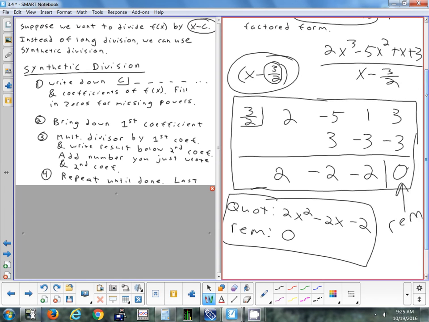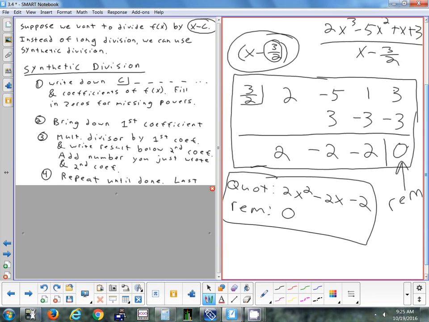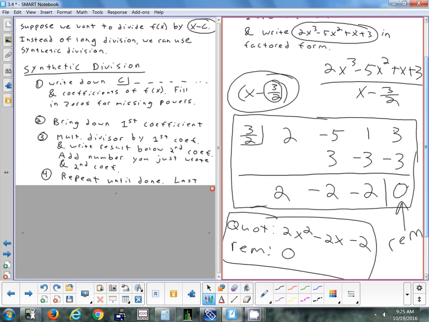Since I just did this problem right here, since x minus 3 halves divided in without remainder, that means 3 halves is a root, or 3 halves is a factor, or 3 halves is an x-intercept, however you want to say it. And that takes the place of all the long division we did yesterday. The trick is, how would you come up with this 3 halves on your own? Rational root theorem. Factors of p, factors of q, you can probably see 3 divided by 2. That's where that comes from.